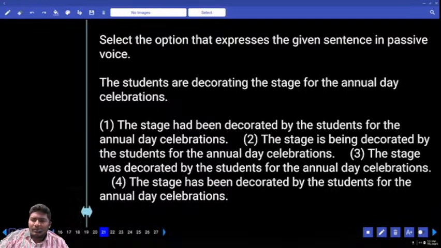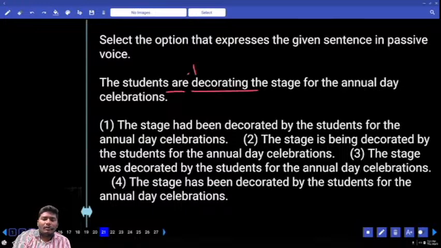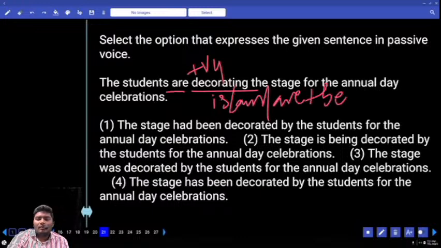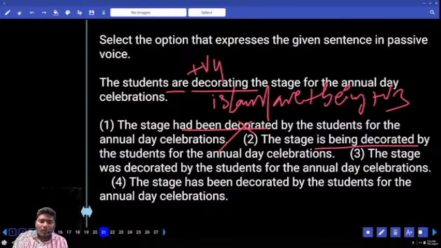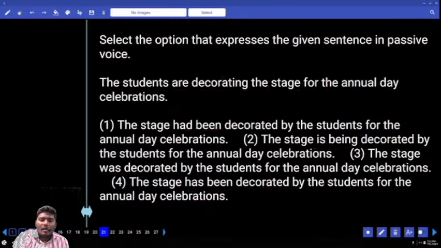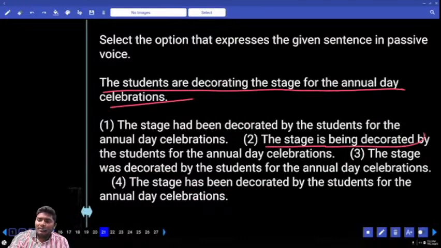Is the statement active or passive first? Active or passive? What is given here? R plus V4. Which tense is that? Present continuous. It changes to is, am, are plus being plus V3. Now tell me your answer. Had been decorated, not possible. Is being decorated, okay. Was decorated, not possible. Has been decorated, no. Your answer is only the second. The students are decorating the stage for the annual day celebrations. The stage is being decorated by the students for the annual day celebrations.